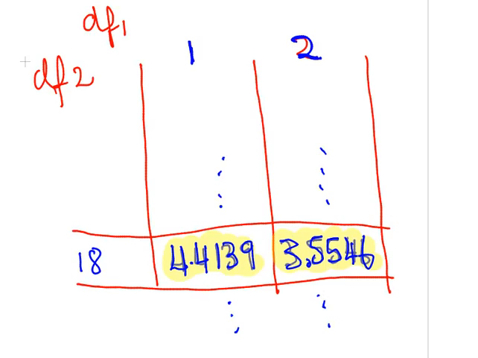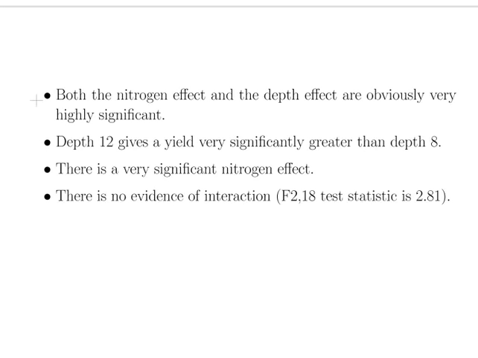So, let's wrap it up there. That was from the last example. Both nitrogen effect and depth effect are very highly significant. A higher depth of 12 gives a significantly higher yield than a depth of 8. A very significant nitrogen effect, but no evidence of any interaction whatsoever. So, that is that.